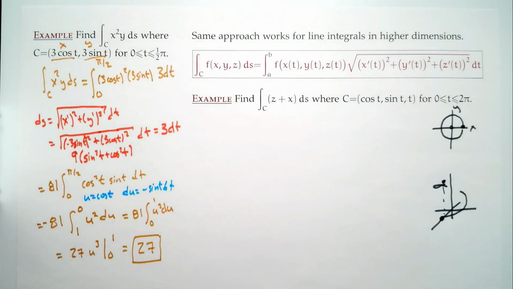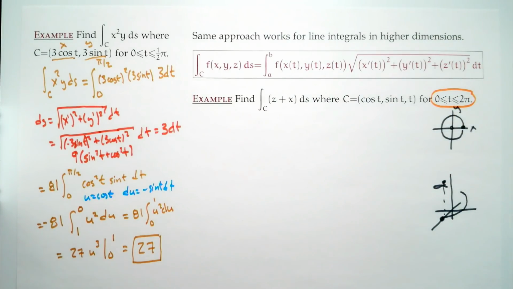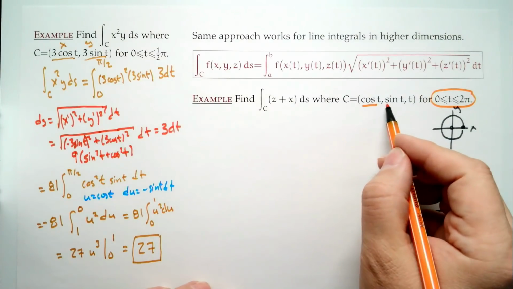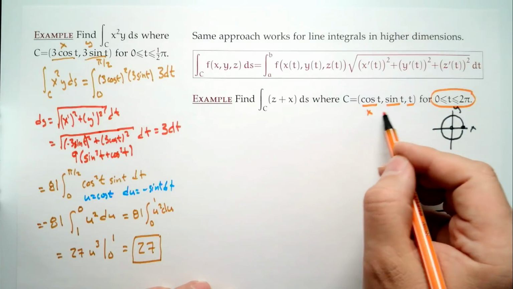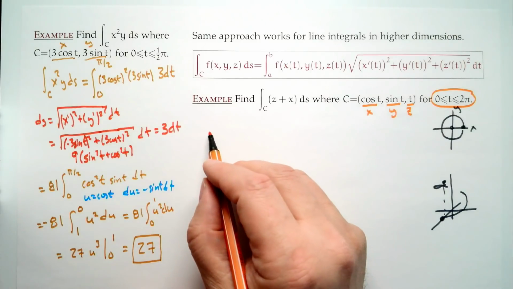All right. Well, what do we need to answer the question? We need to know the time we're going between, so I need to know 0 and 2 pi. Those give me my bounds. I also need the parameterization, because it gives me what my variables become. X will become cosine of t, y will become sine of t, and z will become t.